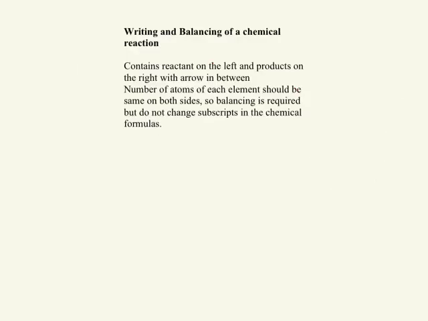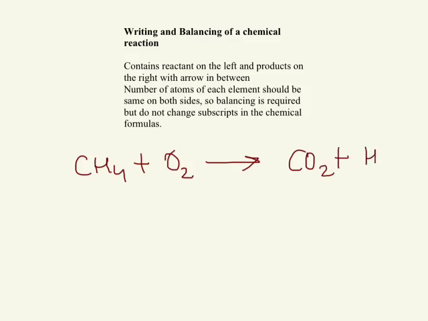Writing and balancing of a chemical reaction. A chemical equation is an expression that uses chemical formulas and other symbols to illustrate what reactants constitute the starting materials in a reaction and what products are formed. Now, look at this arrow.